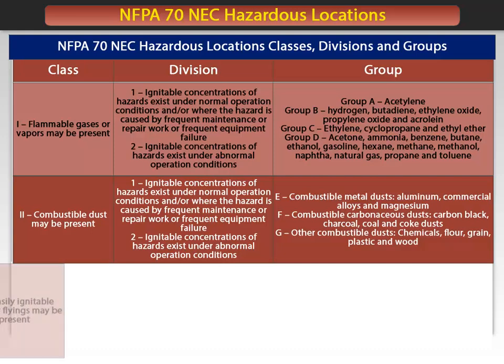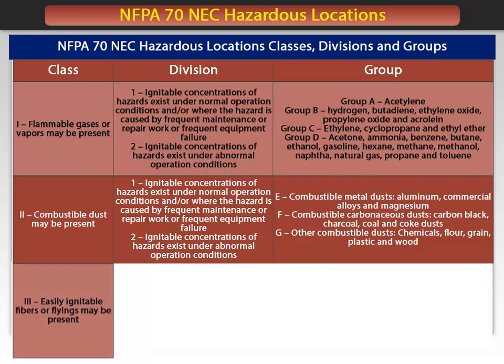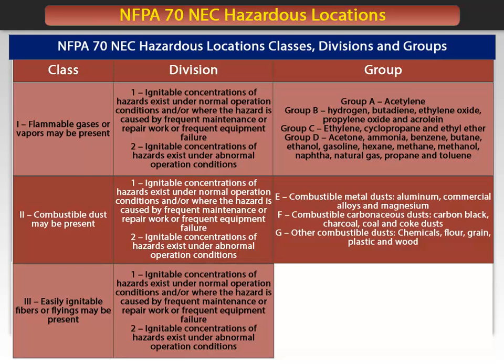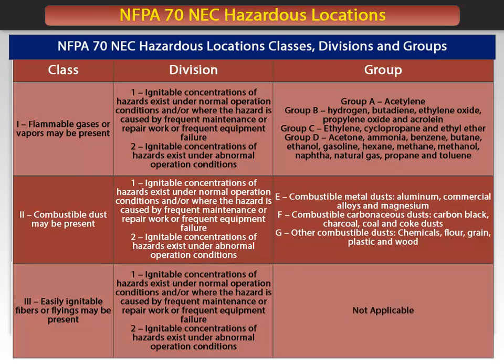Finally, Class 3 lists easily ignitable fibers or flyings that may be present. Divisions include Division 1, ignitable concentrations of hazards exist under normal operation conditions and/or where the hazard is caused by frequent maintenance or repair work or frequent equipment failure. Division 2, ignitable concentrations of hazards exist under abnormal operation conditions. Note that no groups are assigned to this class in division. Coming up we will see what NEMA-rated enclosures are best for each environment.